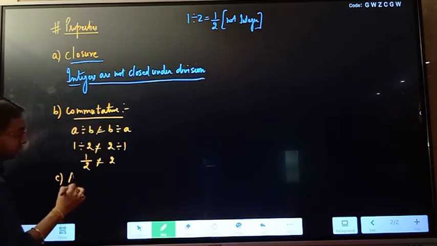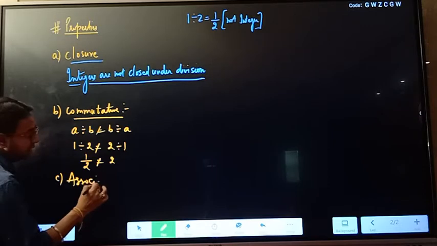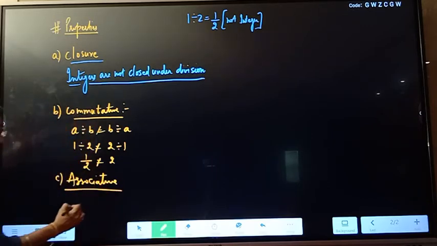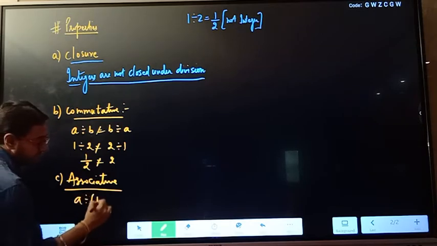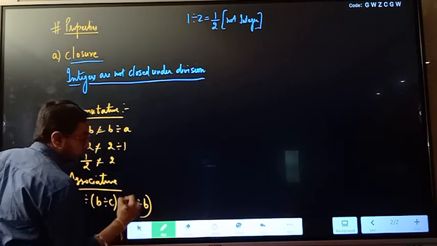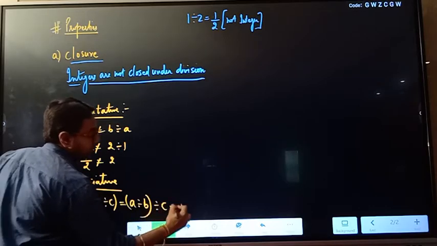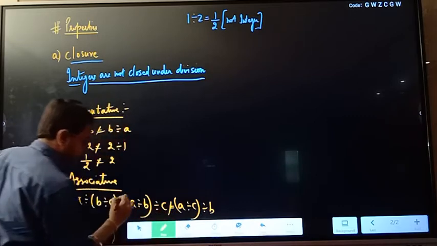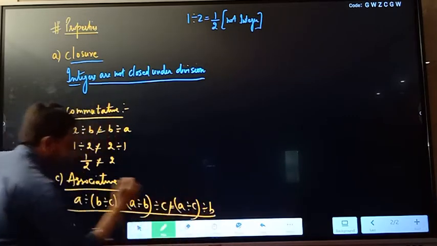Next, associative property. Clearly, if they do not hold good for commutative, they will not hold good for associative too. So they do not follow the associative property. So it is not equal. Does not follow.